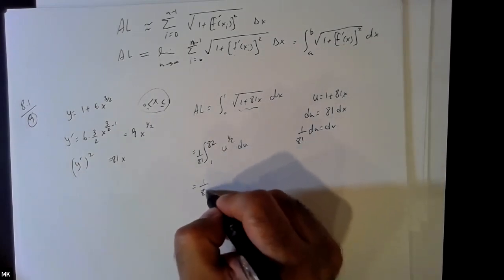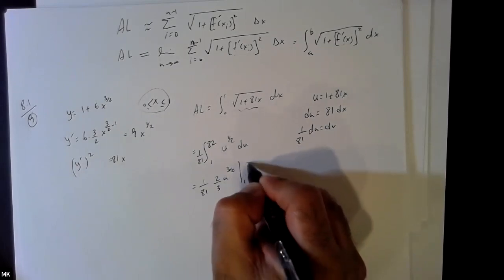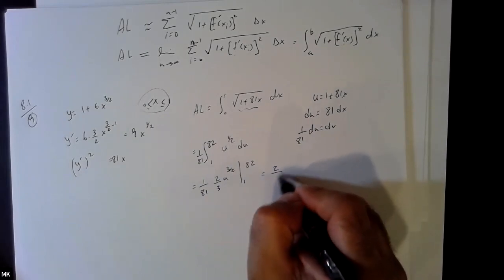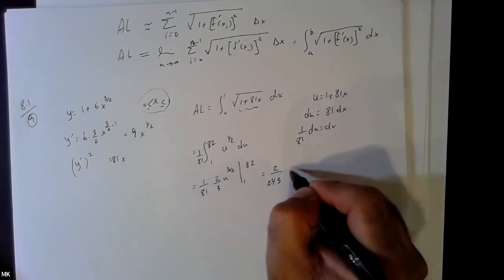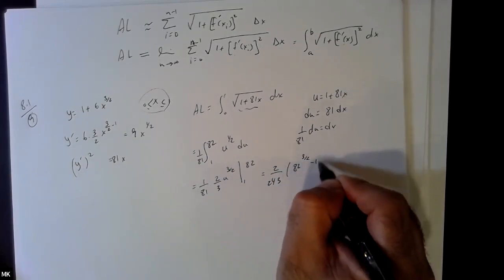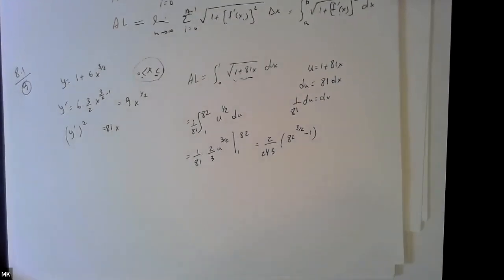So it's going to be 1 over 81, 2/3 u to the 3/2 from 1 to 82. Which is going to be 2 over 243 times 82 to the power of 3/2 minus 1. They want you to leave your answer in the exact form, and that will be the exact form of it. Okay.